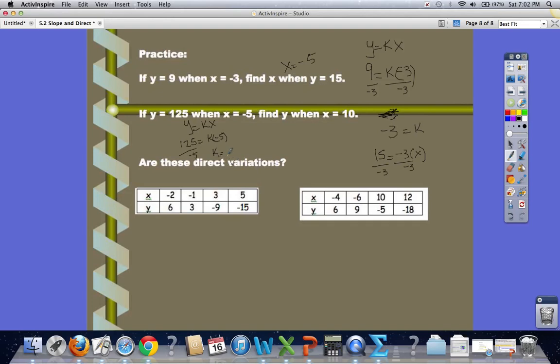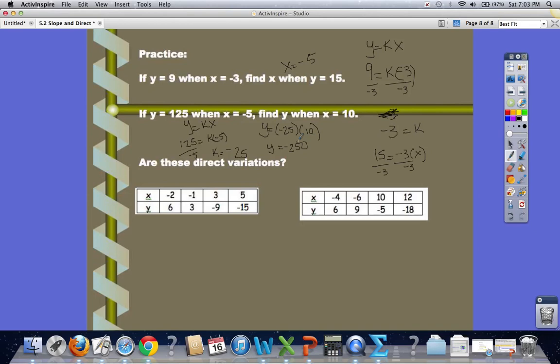I was going, what? All right, so k is going to be negative 25. If k is negative 25, it says find y. We don't know what y is, we make it a y. K is negative 25, and x is 10. So that's just multiplication, so this one's going to be y is negative 250. Okay?